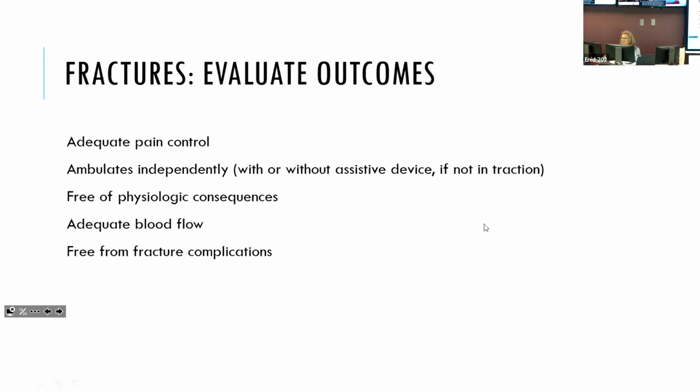So outcomes, you want adequate pain control, that they can ambulate independently with or without assistive devices. They're free of physiological consequences. So that could be, you know, bed sores, pneumonia, because they're not able to move around as much. You want to make sure they have adequate blood flow, and that they're free of future fracture complications, which again, we talk about the bed sores and those types of things that can come up.